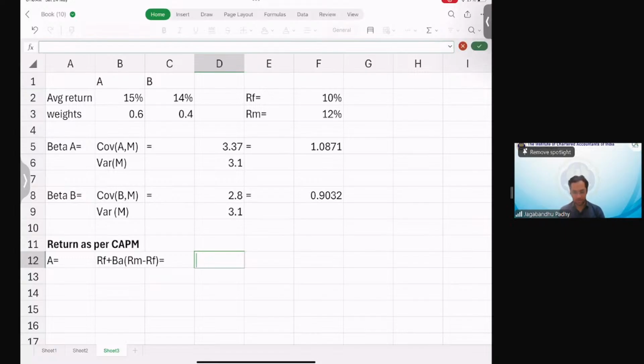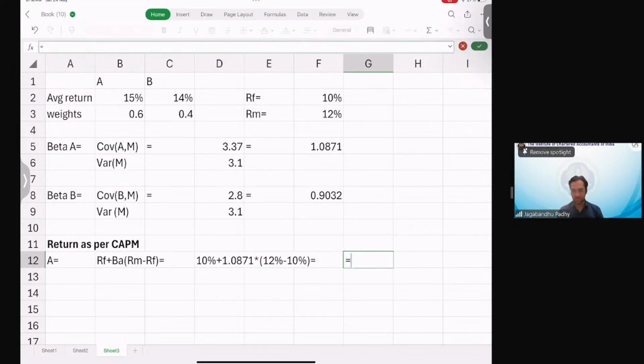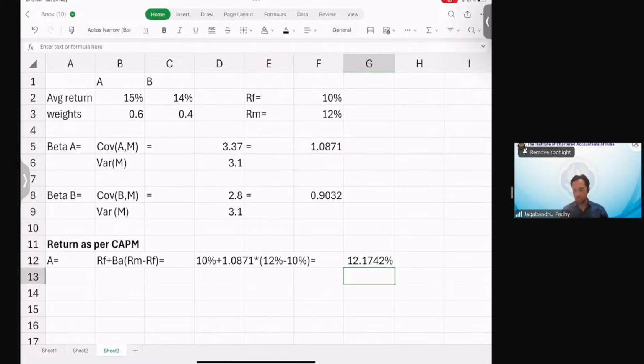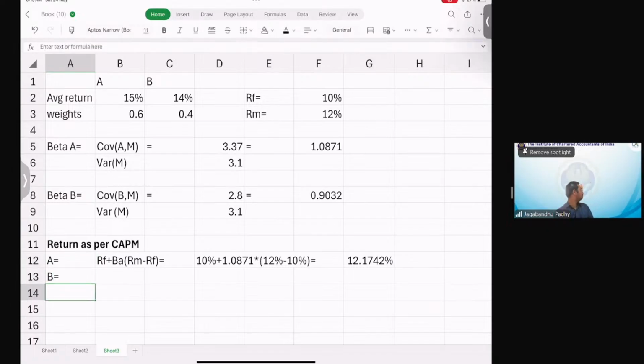We have the risk-free rate as 10% plus beta of A is 1.0871 multiplied by RM, which is 12% minus 10%. This is going to be 10% plus 1.0871 into 2, that's 12.1742.